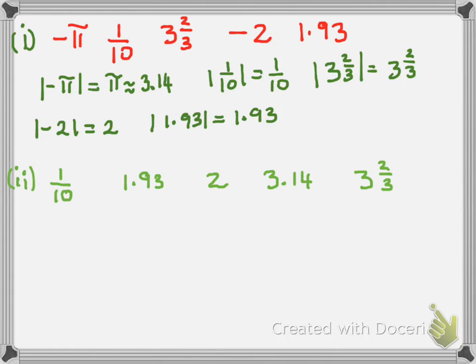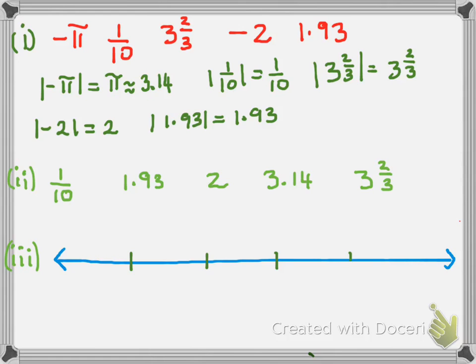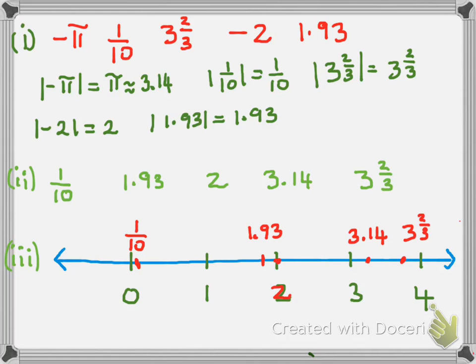And if you order those numbers from least to greatest, the smallest one of them is 1/10, and then followed by 1.93, 2, 3.14, which is pi, and 3 2/3. And finally, on the real number line, you can locate these numbers as shown. 1/10 is very close to 0, and 1.93 very close to 2. And then you have 2 itself, and then you have 3.14, which is pi, and 3 2/3. So that concludes the lesson on the absolute value of real numbers on the real number line.